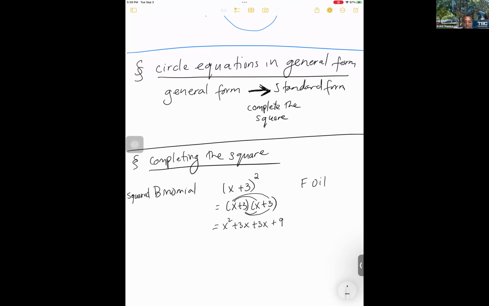And the middle terms will combine because they have the same power. And so this is going to be x squared plus 6x plus 9. This binomial, x plus 3 squared, is equal to x squared plus 6x plus 9. And this right here is called a perfect square trinomial. Perfect square trinomials come from binomials that were raised to the second power. Let me pause right there. Question.